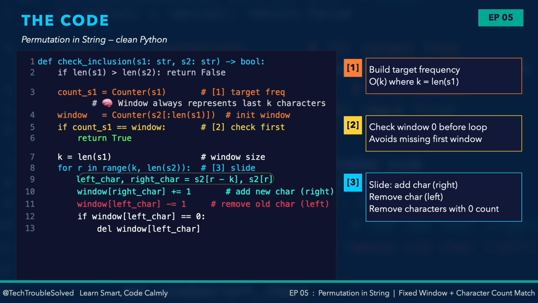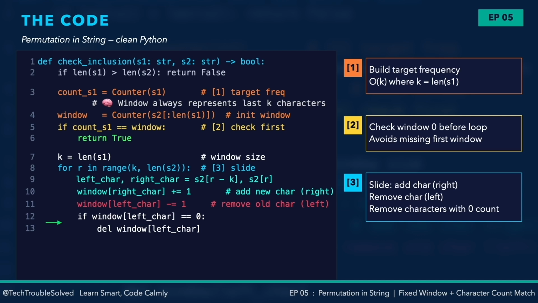I stored left char and right char as variables first. I didn't have to. I could have written S2 of R minus K directly, but writing it twice in 4 lines is error prone. Naming it once makes the code read like what it's doing. Add the new right character, remove the old left character. If a count drops to 0, delete that key.